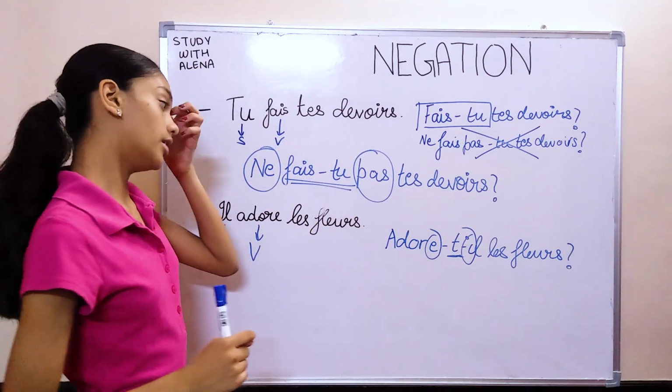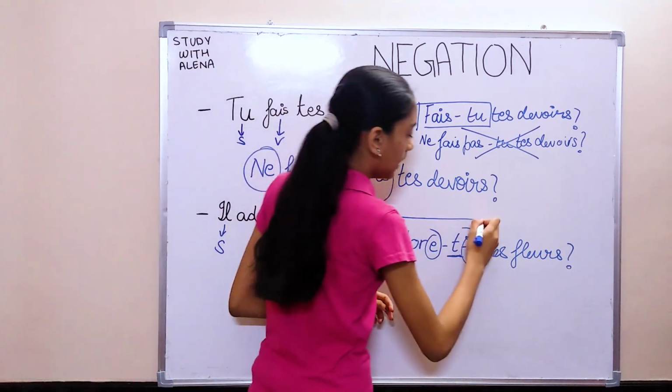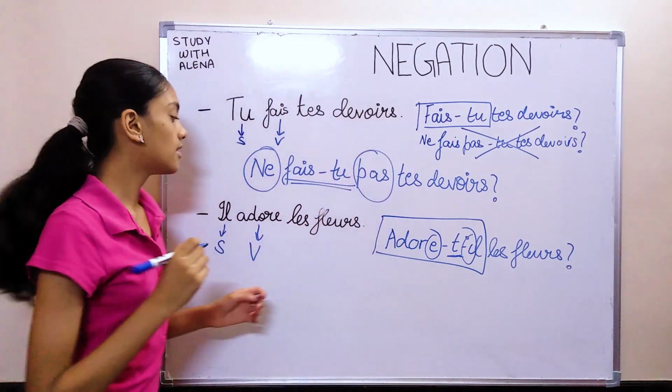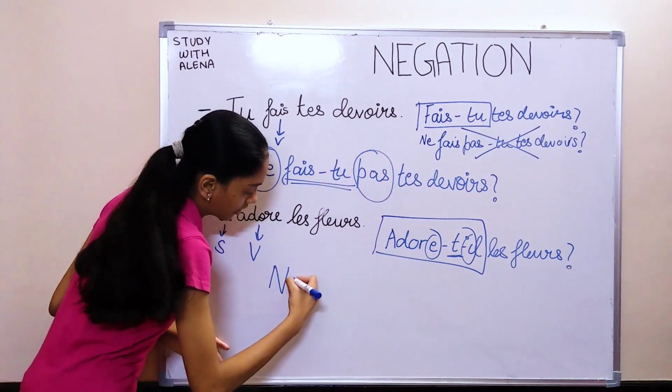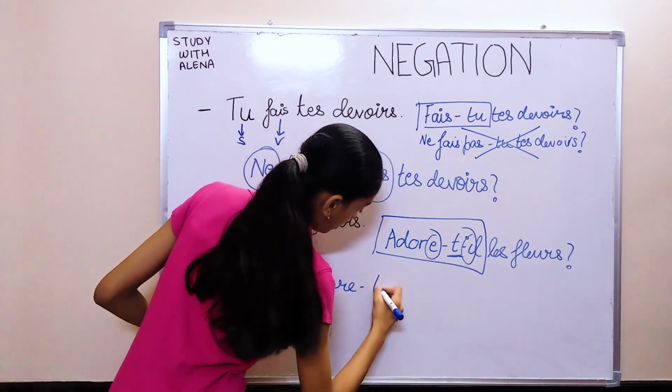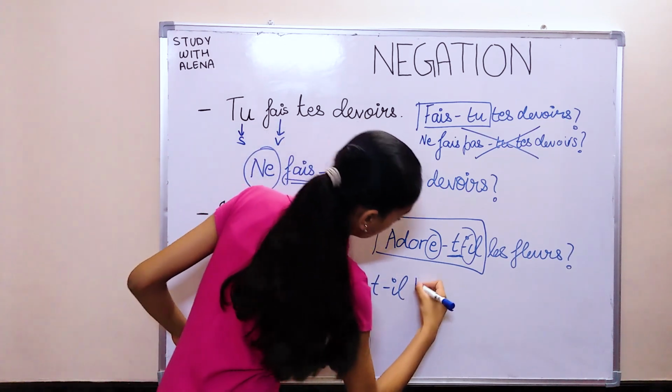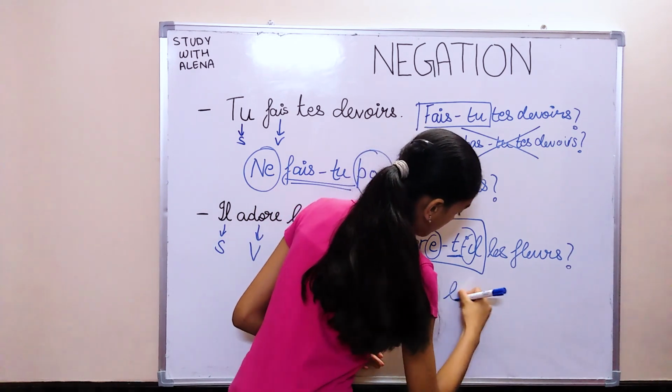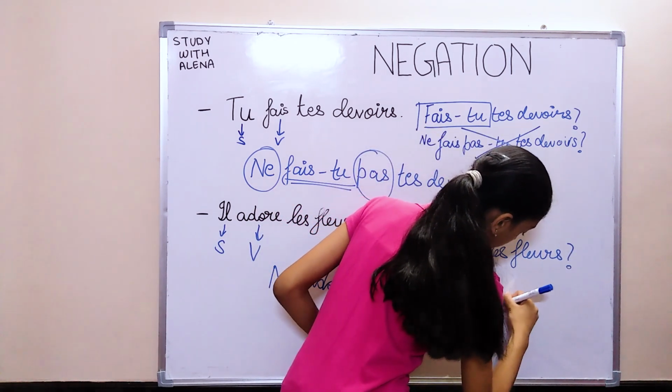Now we place the ne and pas around the whole inverted part. So it would become ne adore t-il pas les fleurs.